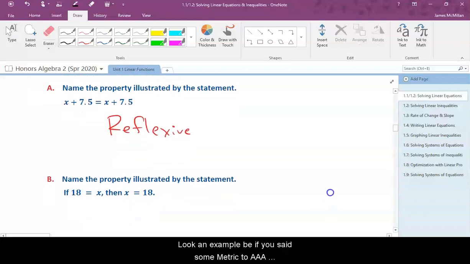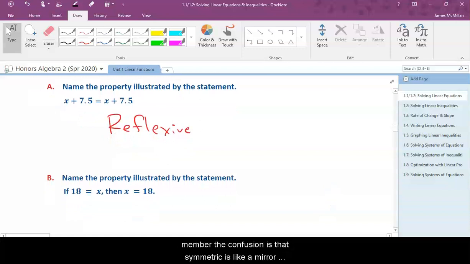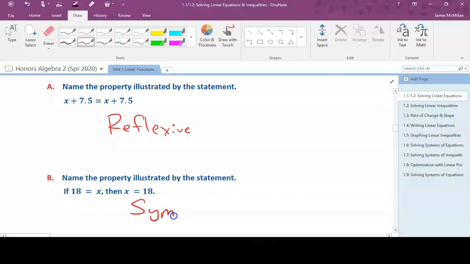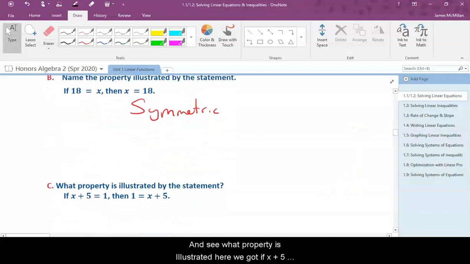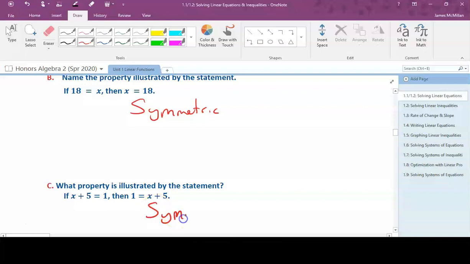Look at example B. If you said symmetric to A, remember the confusion is that symmetric is like a mirror. Everything's going to flip. And so in B, we see 18 is equal to x, and x is equal to 18. They flipped, so that is symmetric. In C, what property is illustrated here? We've got if x plus 5 is equal to 1, then 1 is equal to x plus 5. What happened? This is also symmetric. I tried to trick you a little bit there, but it's the same one. Symmetric.